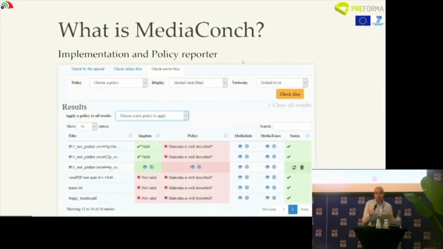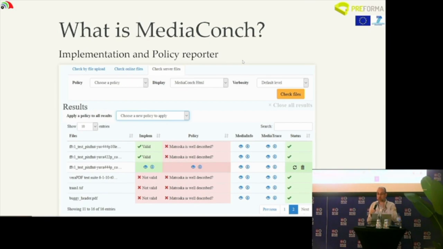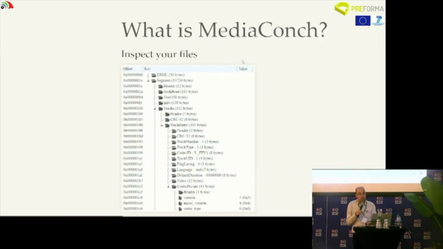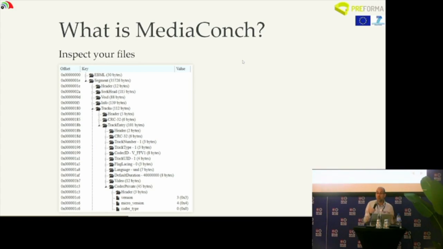In MediaConch, you have two columns: one about implementation, not you, and a column about policy. It is your decision. You can also have the integration of MediaInfo, so you can know a bit more about your files. You can also go deeper in the files. You can have a trace of the files. So if you want to check more deeply what is in the file and what is the meaning of any byte, it is more advanced, but it may be useful sometimes.